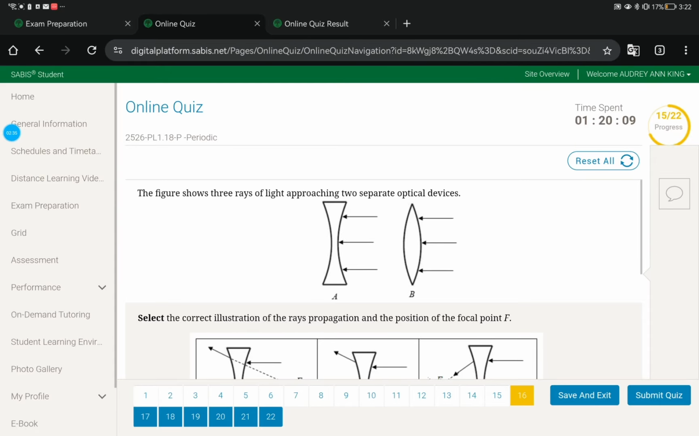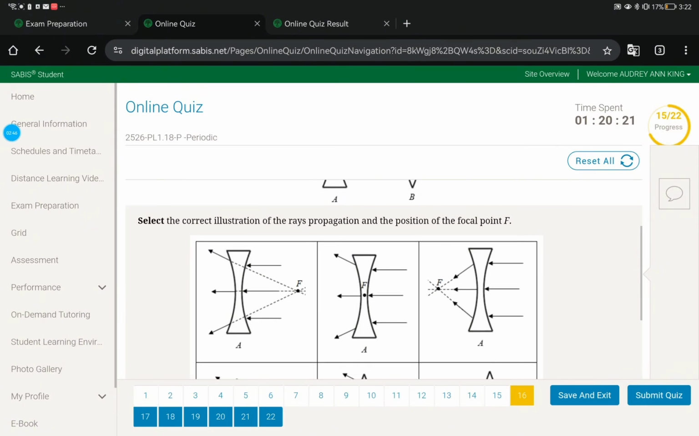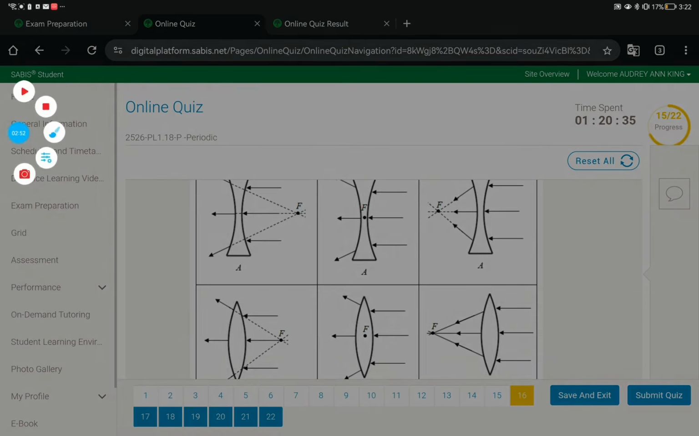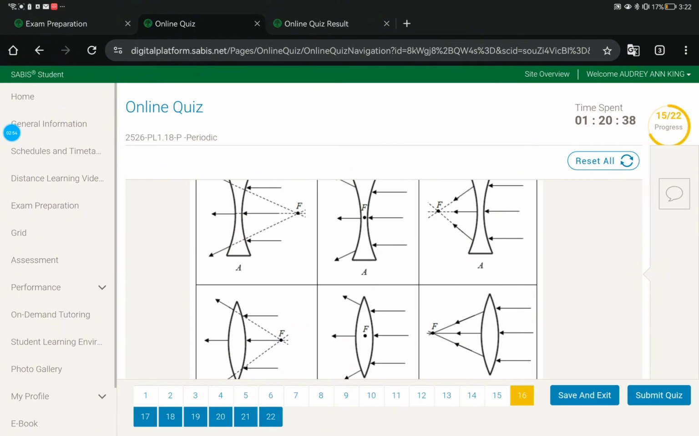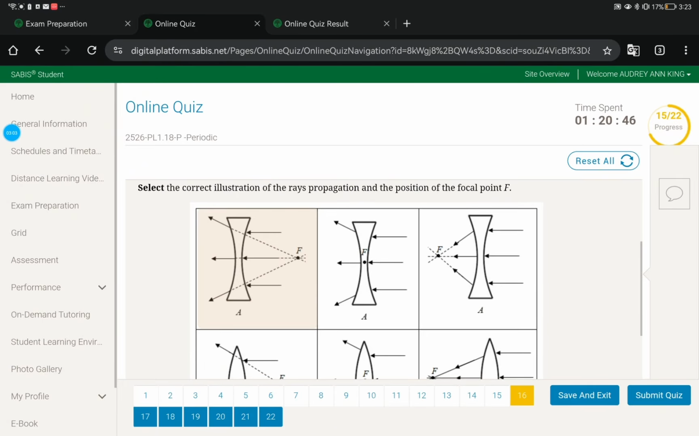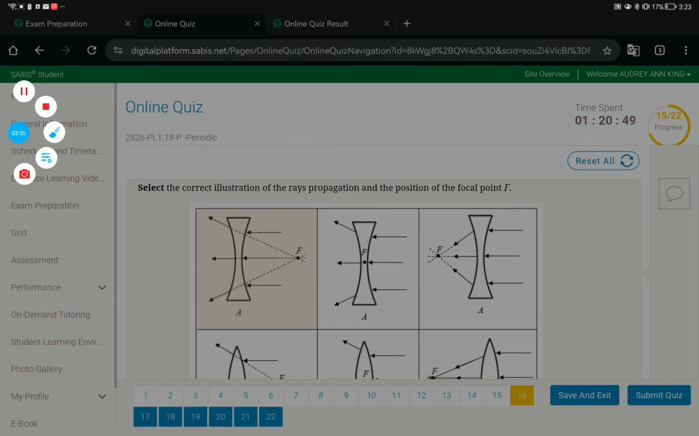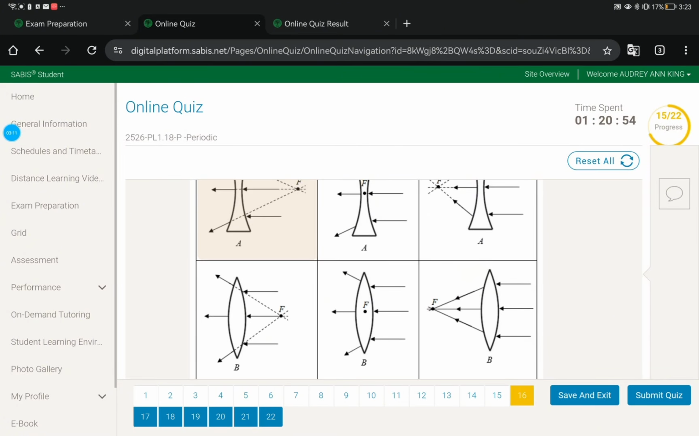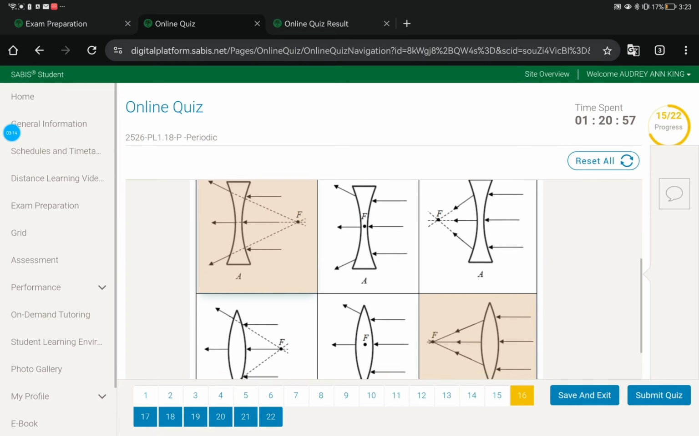Okay. The figure below shows three rays of light approaching two separate optical devices. So the first one is a diverging lens, and the second one is a converging lens. Diverging means it's going to split, and converging means it's going to meet at one point. So if diverging means it starts at one point and it splits, the first one's correct because it starts from this point and it splits into many. And the second one is wrong because it doesn't start from one point. And converging means it meets at one point, so therefore this is correct. So these two are correct.